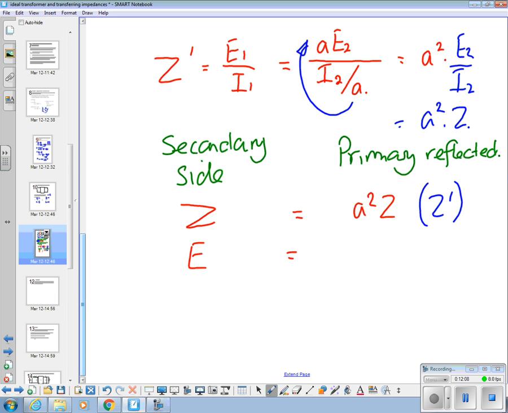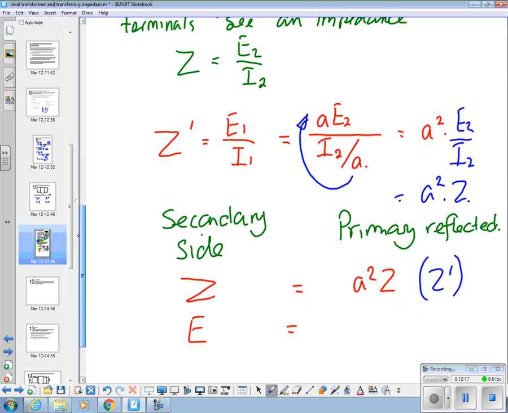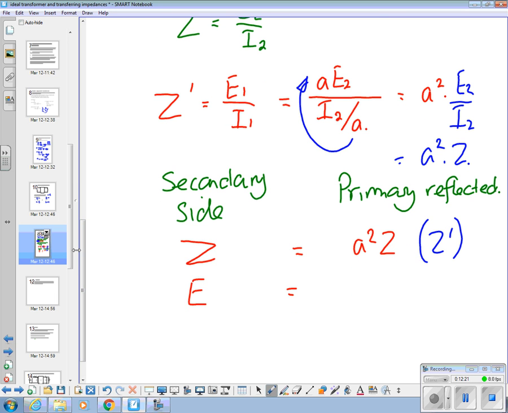E on the secondary side is equal to what on the primary side? Right, that's quite good. Remember, if the turns on the primary side are bigger than they are on the secondary, that's going to make A a whole number, and therefore the voltage on the primary side is going to be bigger than that on the secondary. So that looks right to me. Yeah? So if we're stepping down, the voltage on the primary side is going to be higher than it is on the secondary side. Yeah?